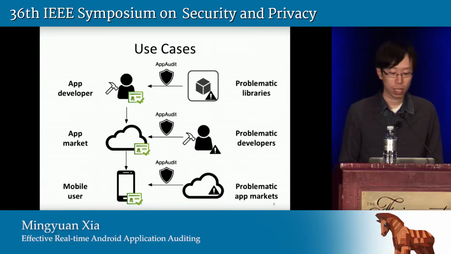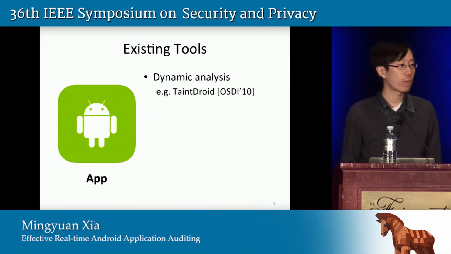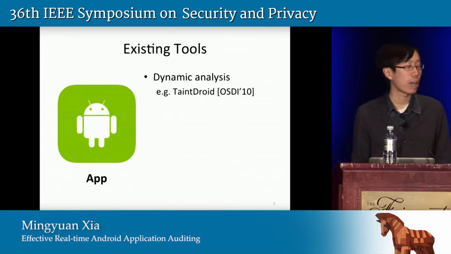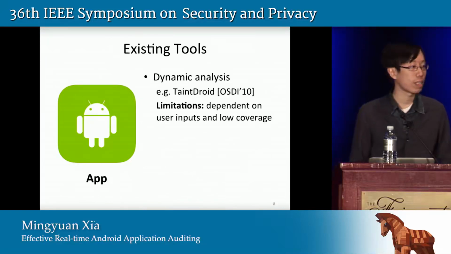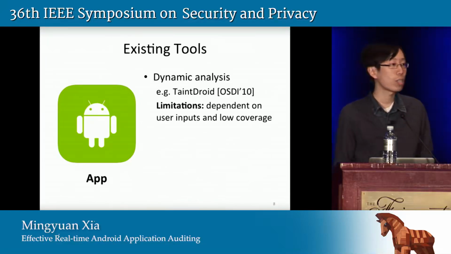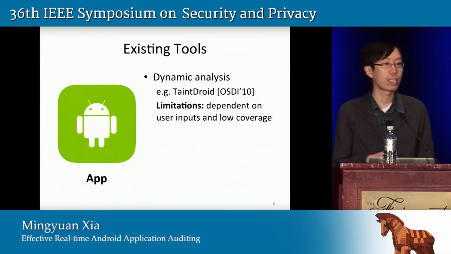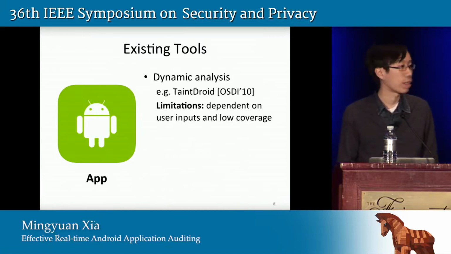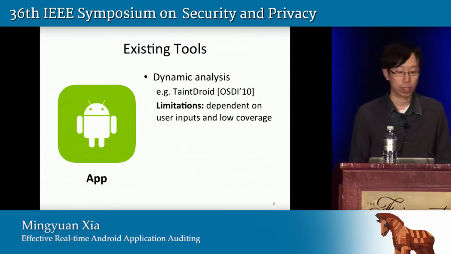If we look back into the existing tools, we can for sure perform dynamic analysis. For example, TaintDroid, which is a modified Android operating system with dynamic taint analysis tracking your sensitive data. However, dynamic analysis has a limitation. It's largely dependent on the user inputs. If a user clicks on a button, then the analysis will only look at the path following the button click, and has low coverage as a result.